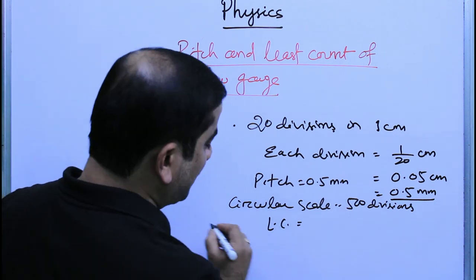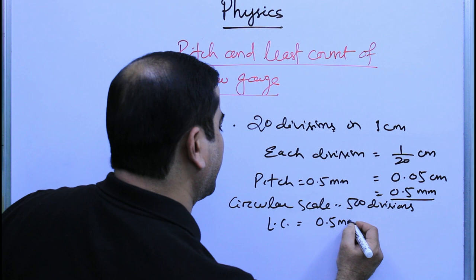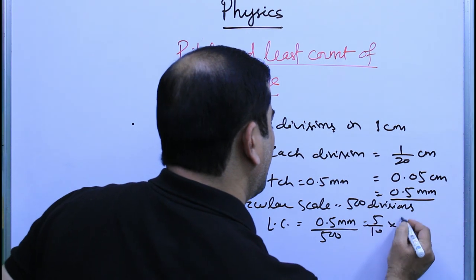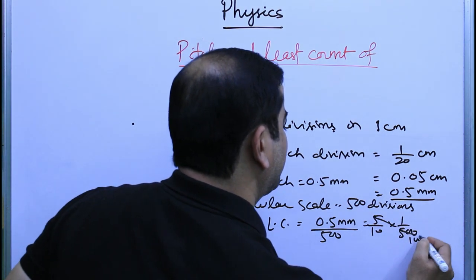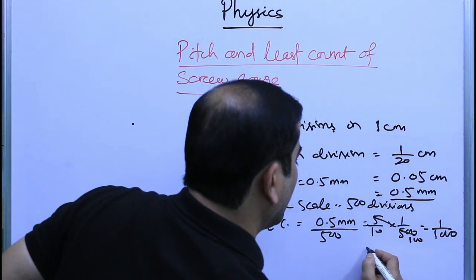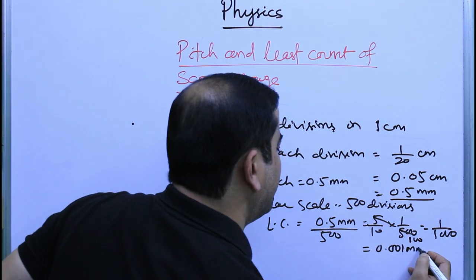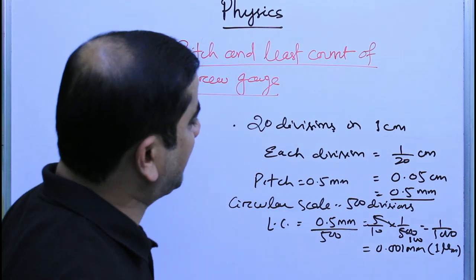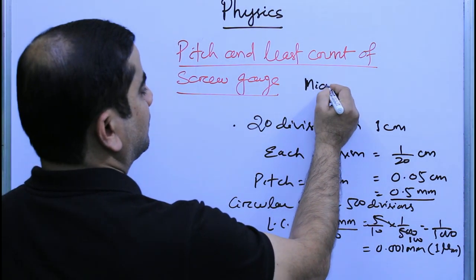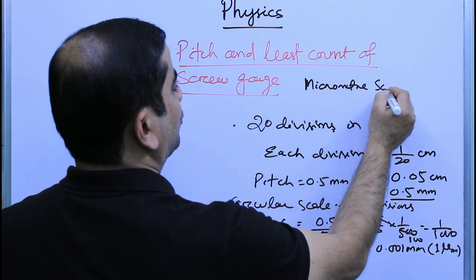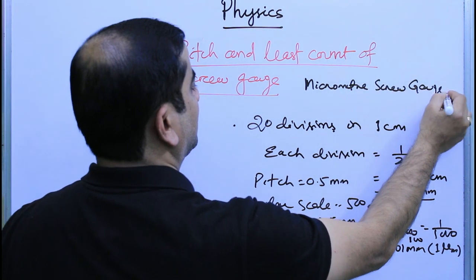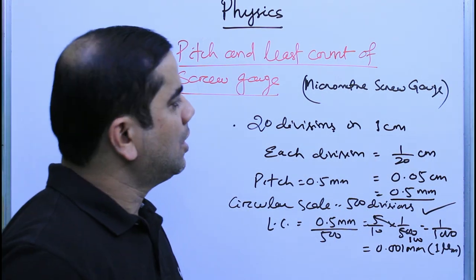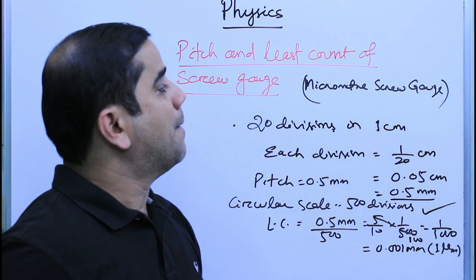Pitch divided by the number of divisions. So 0.5 millimeter divided by 500. Okay. So it would be 5 by 10 into 1 by 500. That is 1 by 1000. So that would be equal to 0.001 millimeter, or we can say 1 micrometer. So that is why it can be called a micrometer screw gauge. Okay, so by increasing the number of divisions to 500, we have converted the screw gauge into a micrometer screw gauge.